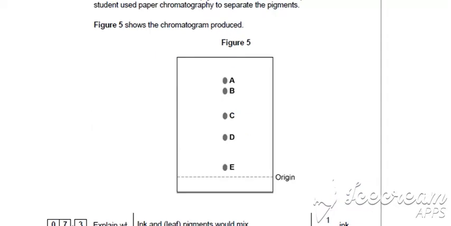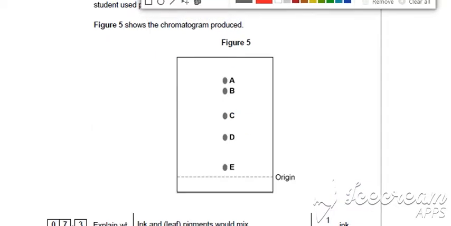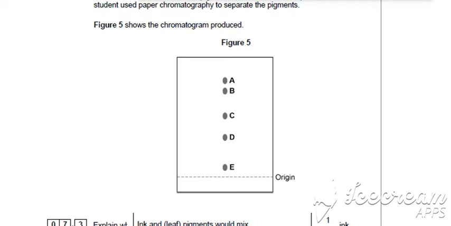So we need to go to our diagram. We need to find out how far pigment C has travelled. So we measure from the origin line up to the middle of the dot for C. And that gives us our first value.